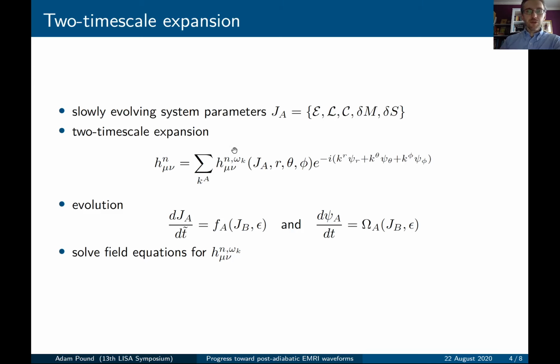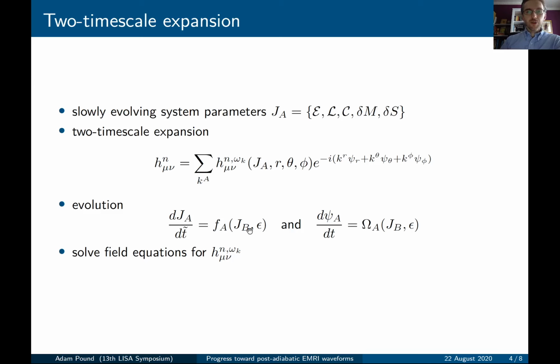And then you have amplitudes. For each harmonic you have an amplitude. This only depends on the frequency of that harmonic. The frequency is the time derivative of the phase, and it depends on this mode number k, this set of three k's, and it depends on the system parameters, orbital as well as black hole parameters. So this is the structure of the solution.